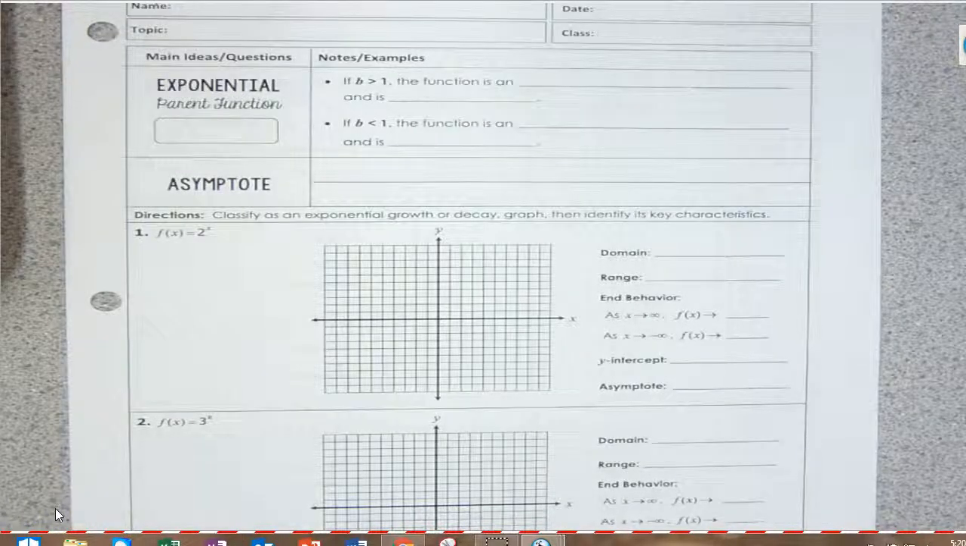All right, you guys, here are the notes for Friday, the 5th of April. We're going to talk about exponential growth, decay, and graphing. So, these are your notes.